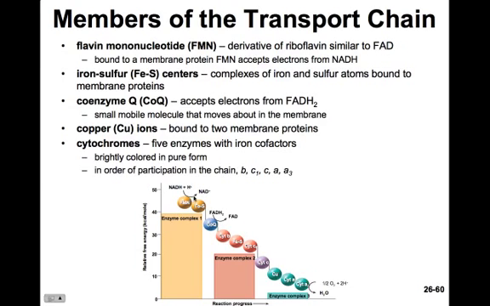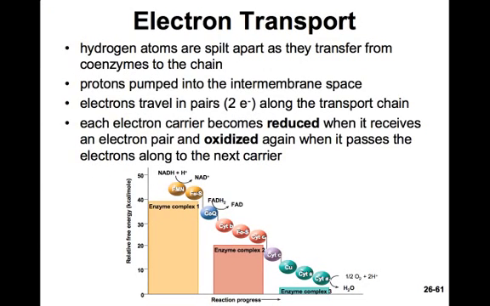Either way, the electrons bounce down this chain from one carrier to another and are finally received by oxygen, or 1/2 of an O2, at the end of the electron transport chain, where they will come together with hydrogen in order to form water. So as the electron transport chain receives electrons from our electron carriers, NADH and FADH2, the hydrogen atoms are split and they are pumped into the intermembrane space, so the space between the inner mitochondrial membrane and the outer mitochondrial membrane. We'll take a look at this shortly.